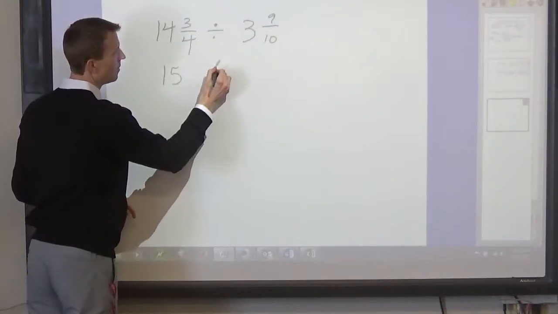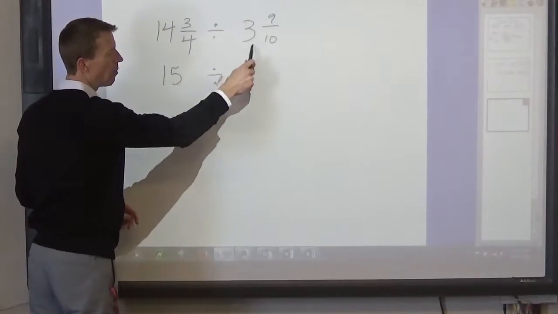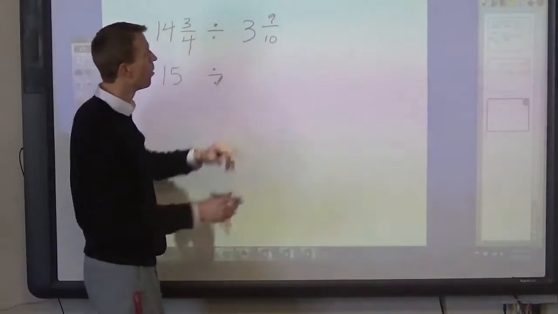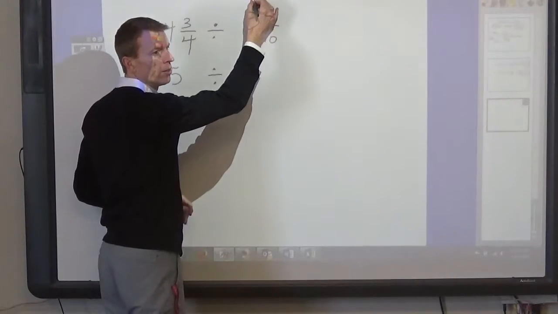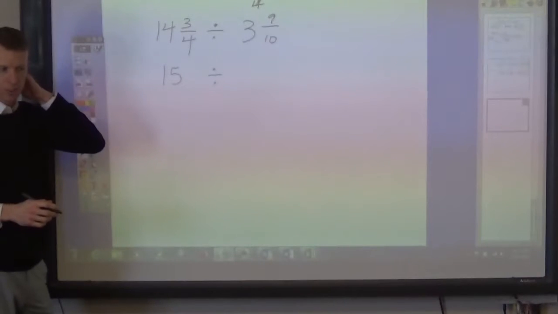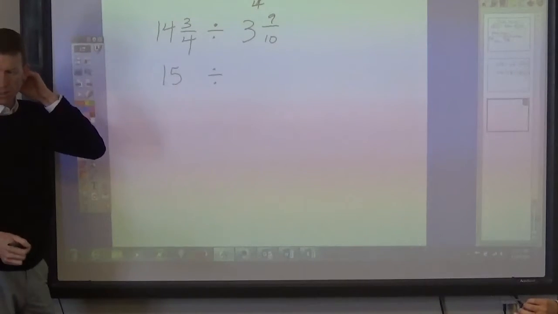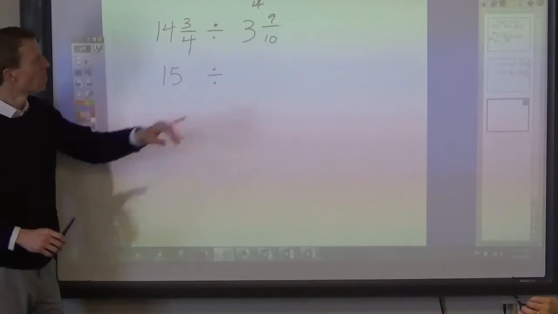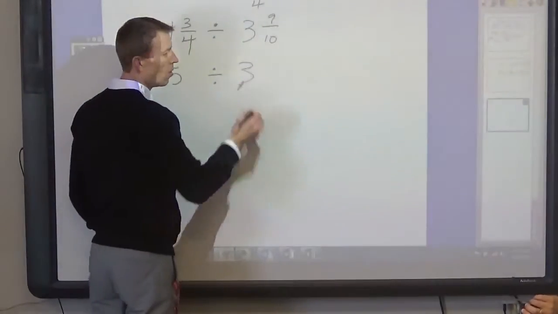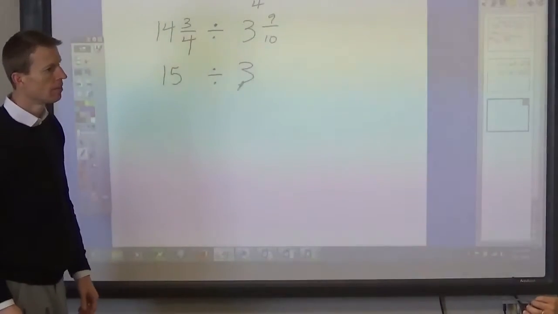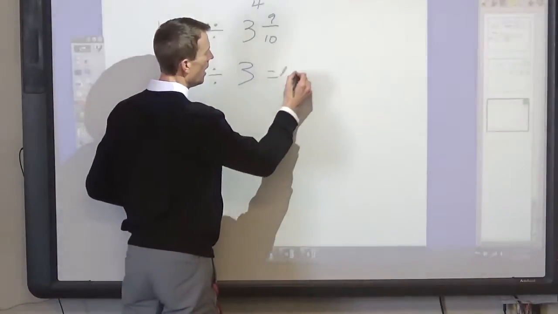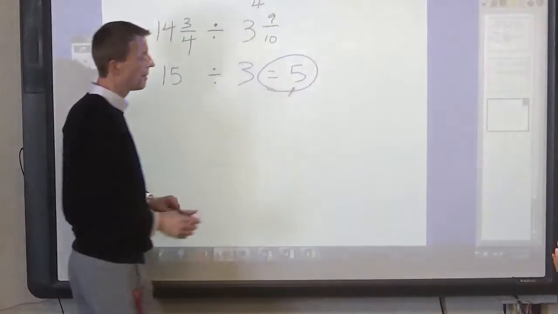So, let's round this one. 15 divided by, what should we round this to? That's a compatible number. If we were to follow the normal rounding rules, we would round this to 4, but 4 and 15 are not compatible. So we should round this to 3, because 3 is compatible with 15. And that's a 5. So the best estimate is 5.